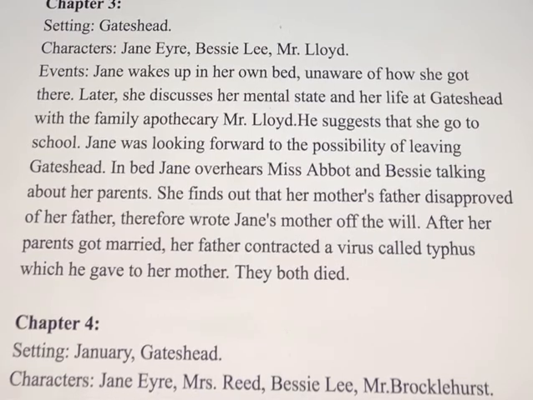And then in bed, Jane overhears Miss Abbott, who Jane finds very obnoxious, and Bessie talking about her parents. Bessie was not obnoxious, she was actually kind. Then Jane finds out that her mother's father disapproved of Jane's father. Therefore, he cut Jane's mother off the will. After her parents got married, her father contracted a virus called typhus, which is deadly, and then he gave it to her mother. And so that's how her parents both died. They died from a virus called typhus.